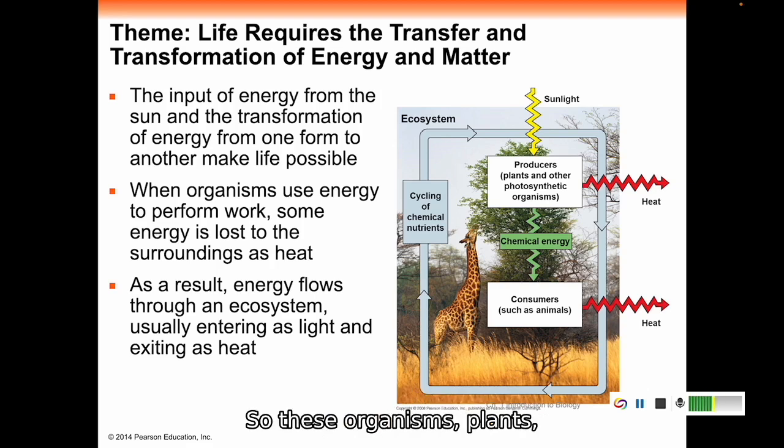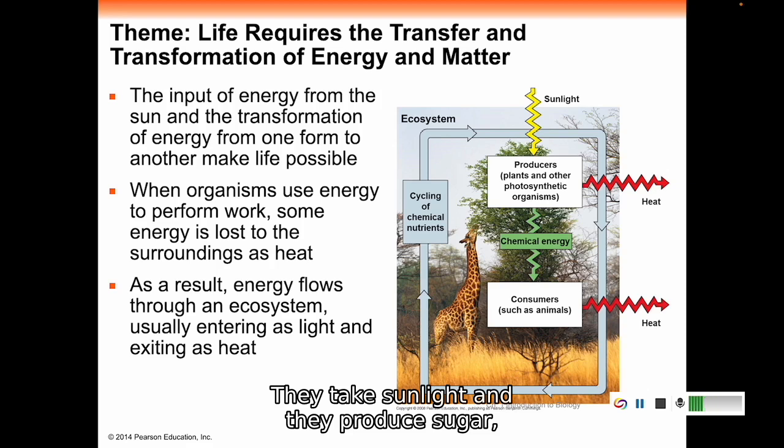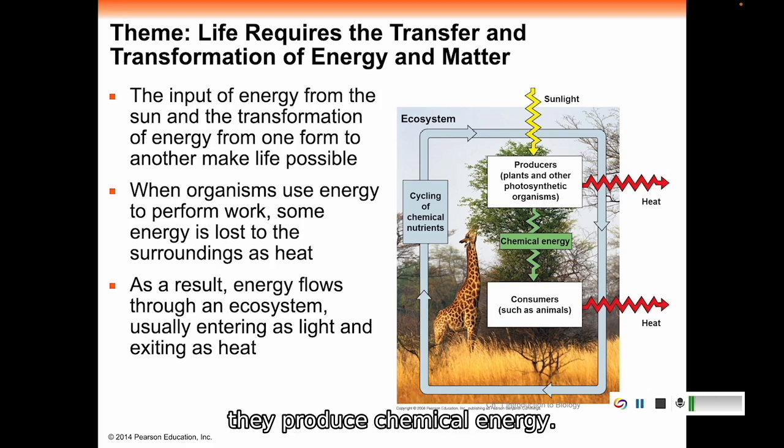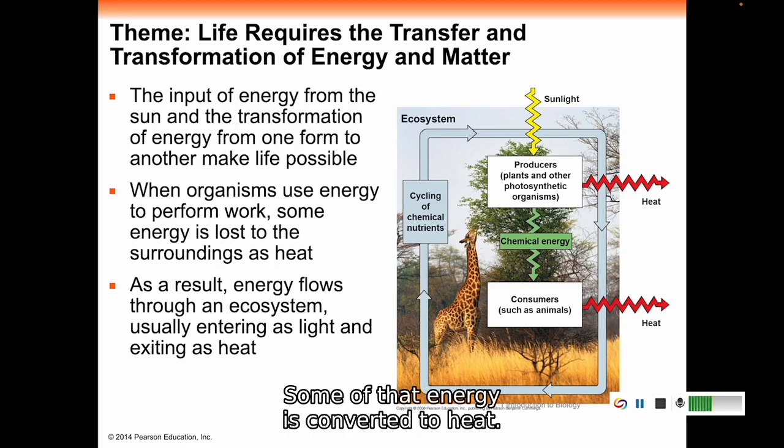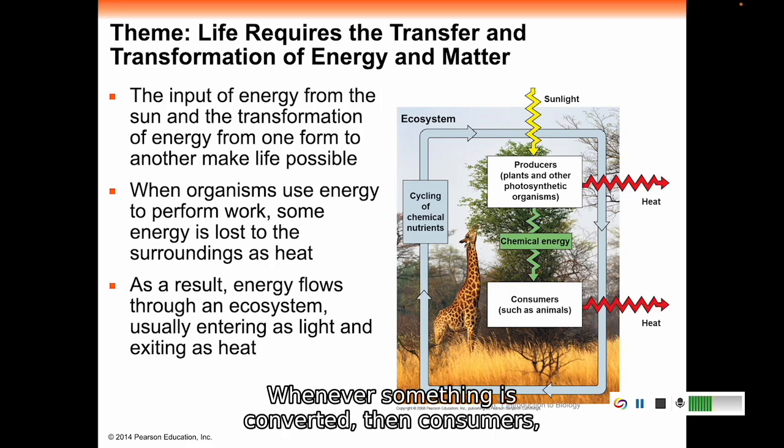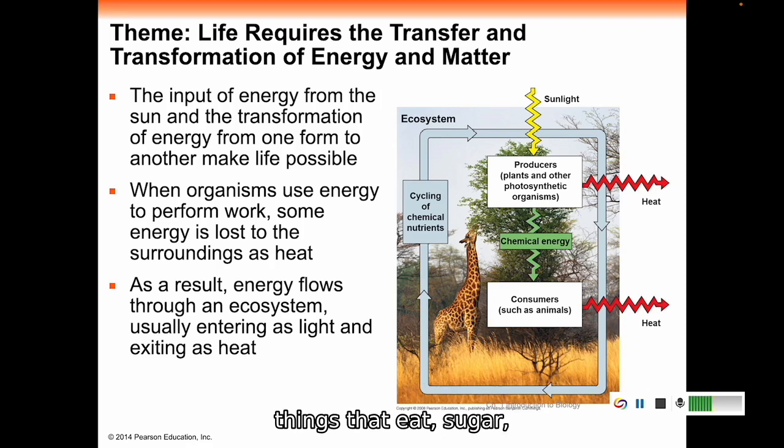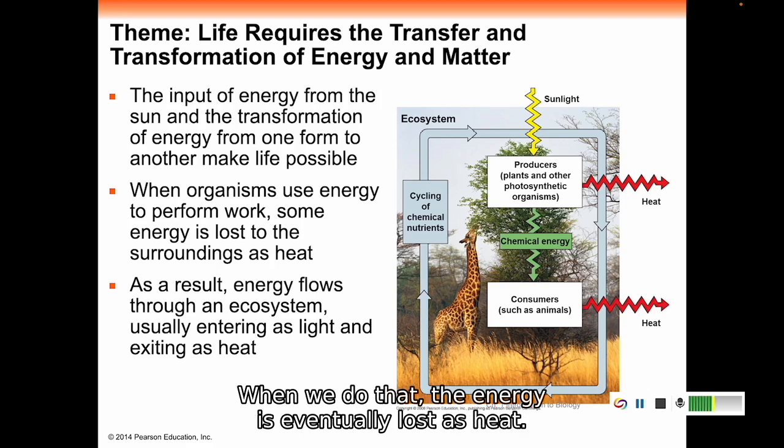It makes sugar, and sugar has lots of energy in it. So these organisms, plants and other photosynthetic things, are called producers. They take sunlight and they produce sugar. They produce chemical energy. In that process, some of that energy is converted to heat whenever something is converted. Then consumers, things that eat sugar, animals eat the plants. We are consumers. And we take that chemical energy, the sugar in the plant, and we eat it and use it as energy to do the things we need to do. And when we do that, the energy is eventually lost as heat.